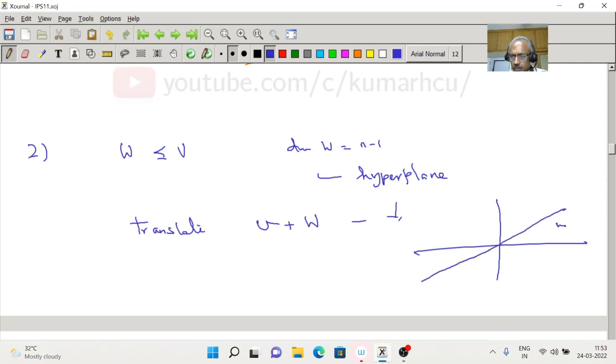This may be my W and this may be V plus W. This may be my V and this may be V plus W. This is V plus capital W. Okay. So notice that this is just a translate. So if you think of V as a commutative group under addition, W is a subgroup. This is a coset of W.